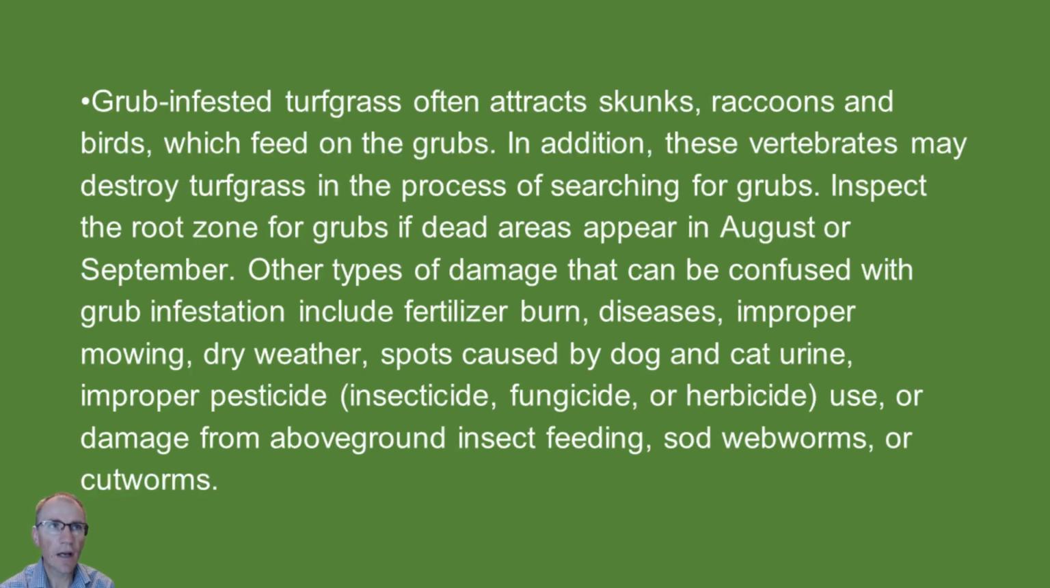Grub-infested turfgrass often attracts skunks, raccoons, and birds, which feed on the grubs. In addition, these vertebrates may destroy turfgrass in the process of searching for grubs. Inspect the root zone for grubs if dead areas appear in August or September.